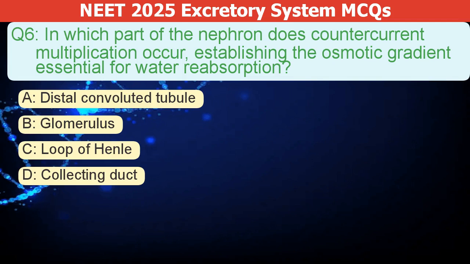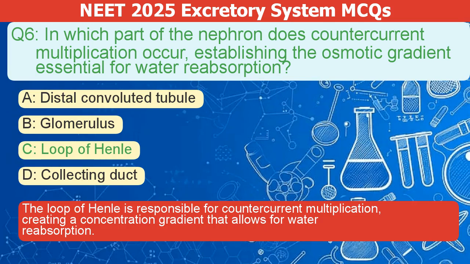Where in the nephron does countercurrent multiplication happen, creating the osmotic gradient needed for water reabsorption? A. Distal convoluted tubule. B. Glomerulus. C. Loop of Henle. D. Collecting duct. The correct answer is C. The loop of Henle is responsible for countercurrent multiplication, creating a concentration gradient that allows for water reabsorption.